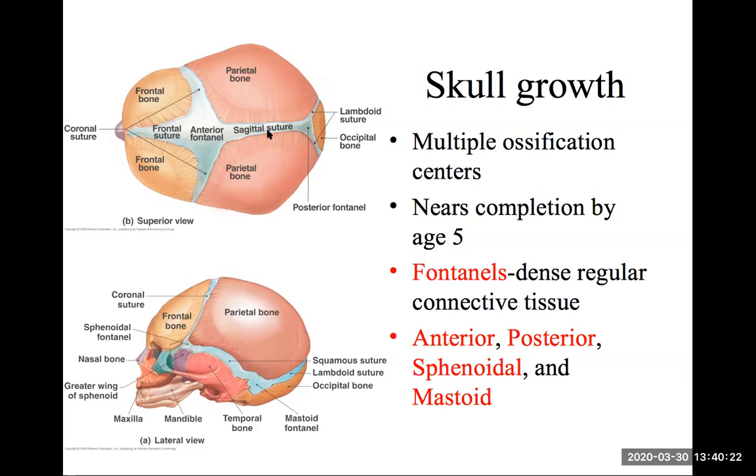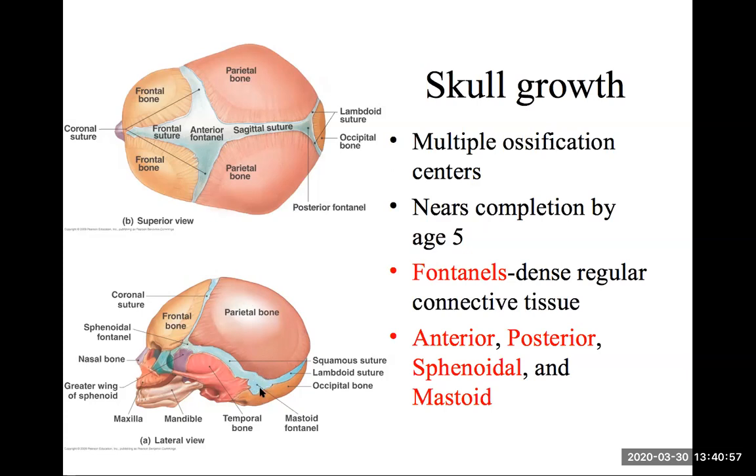So if the sutures are along the four edges of the parietal bone, you're going to find the fontanelles at the four corners of the parietal bone. So here we have the first corner, anterior fontanelle, second corner, posterior fontanelle, third corner, sphenoidal fontanelle, fourth corner, mastoidal or mastoid fontanelle. You will also see the terms anterior lateral fontanelle and posterior lateral fontanelle.